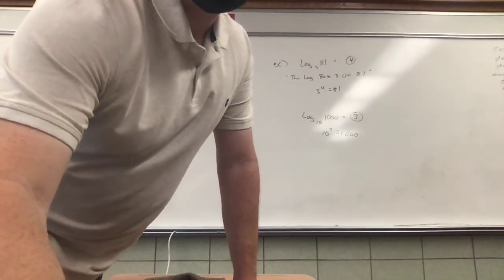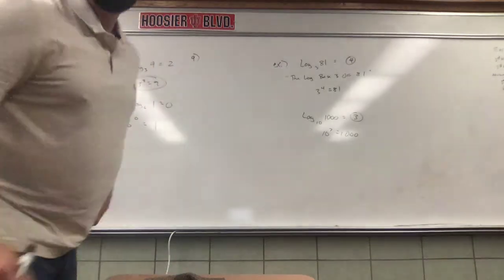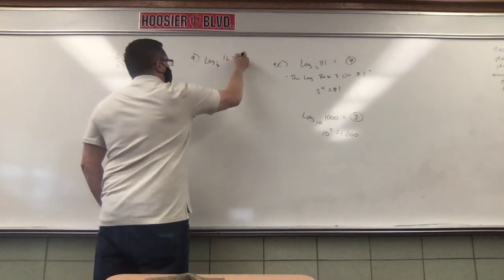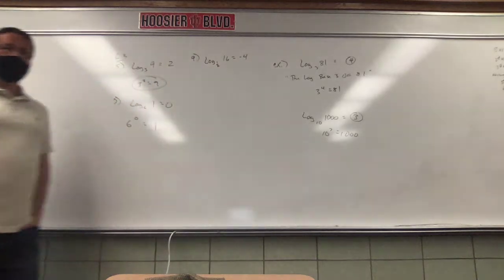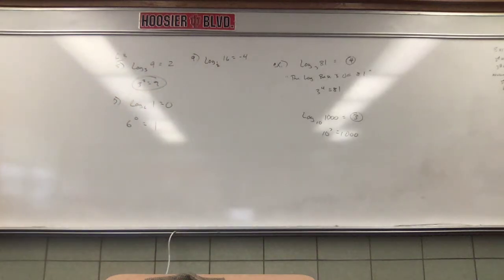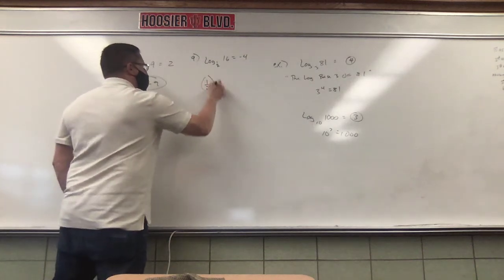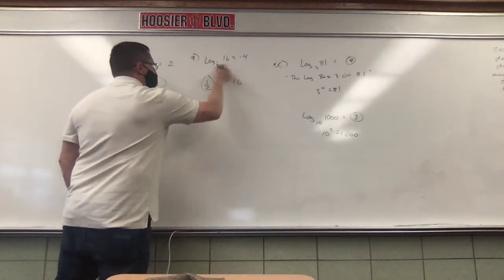All right. Log base a half of 16. Don't get thrown by this. Log base a half of 16 is negative 4. Half to the negative 4 equals 16. One half to the negative 4th is 16. That's what you're going to type in.